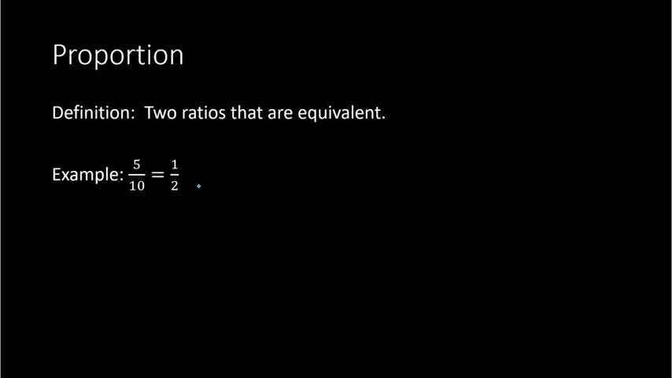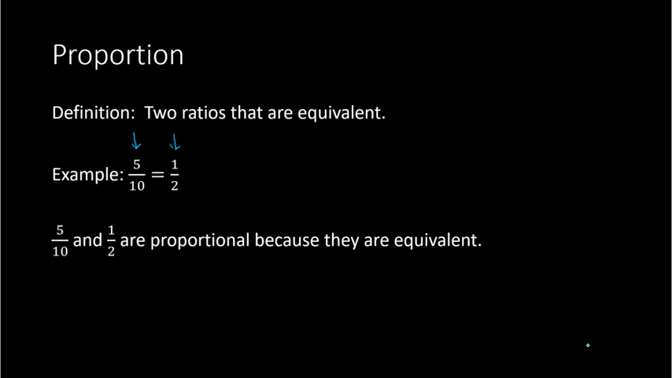That would be a proportion because we have one ratio right here, 5 over 10. Our second ratio is 1 over 2, and these are equal or equivalent. They are the same value. So we would say that 5/10 and 1/2 are proportional because they are equivalent. And the word equivalent just means equal, the same value. So how do we test for equivalency? How do we determine if two ratios are indeed equal?